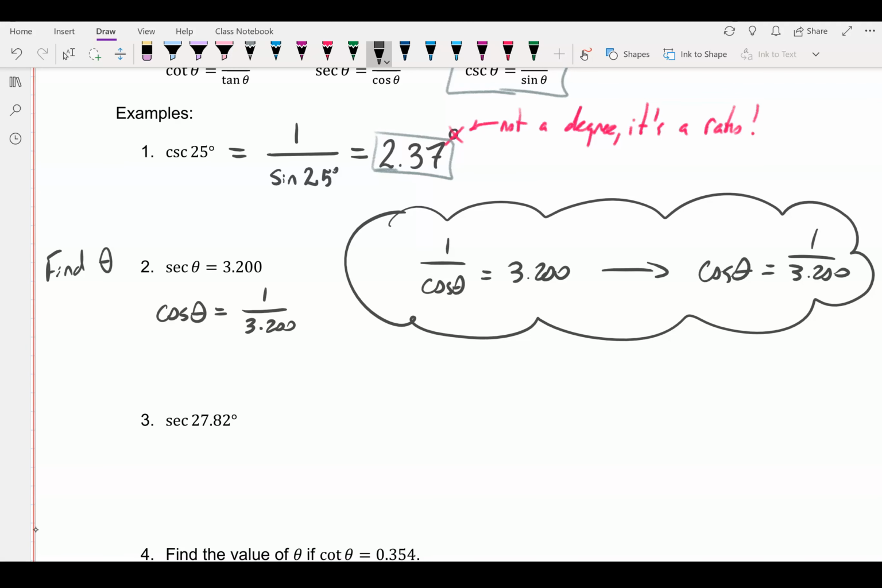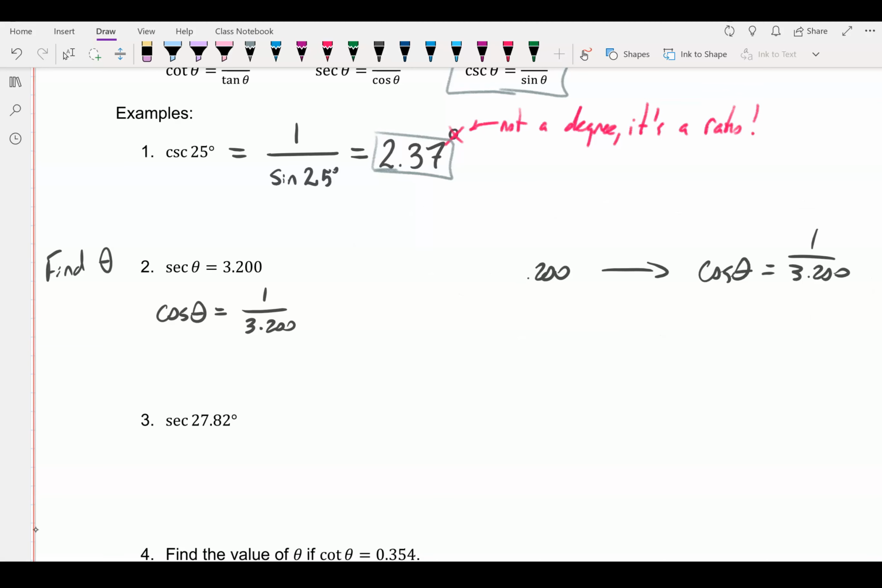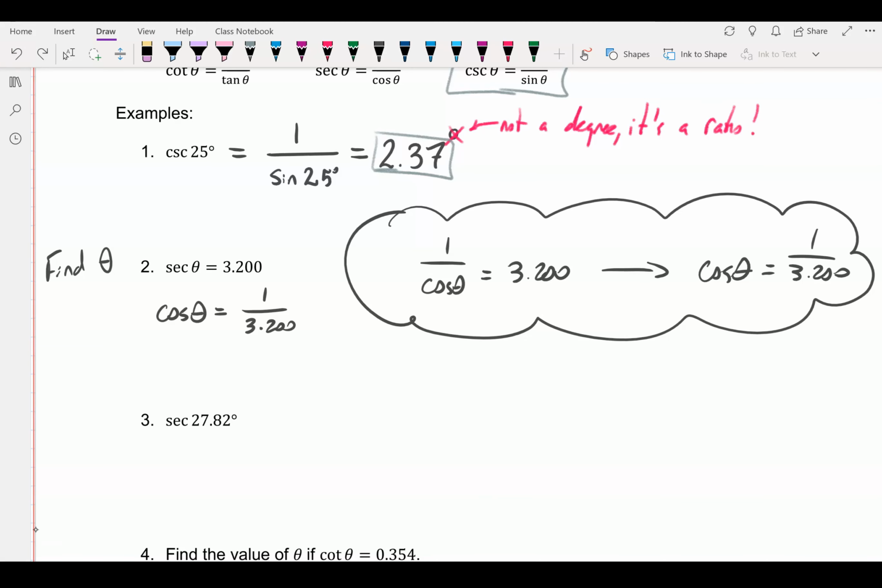All right, I'm going to erase it here, but you can watch the video as many times as you like. Actually, no, I'll keep it there. What's the harm? So the point of that was once we have this, we can say theta must be the inverse of this. Cosine inverse of 1 over 3.200. And you can put that in on your calculator, okay? So this gives theta equals 71.79. That's our answer to 2 decimal places.